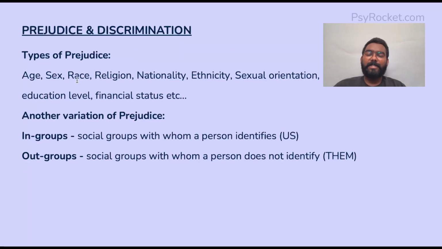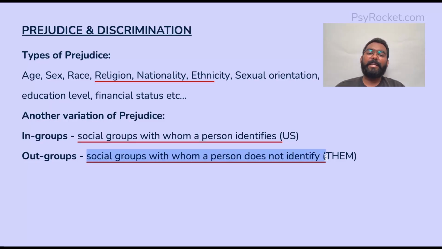Types of prejudice: prejudice could be based on age, sex, race, religion, nationality and so on. Another variation is, suppose you believe you belong to a particular group, you believe you belong to boys, or to a certain religion. That is called the in group: social groups with whom a person identifies as us. Then there are out groups. Any group other than your own identified group is called an out group: social groups with whom a person does not identify.